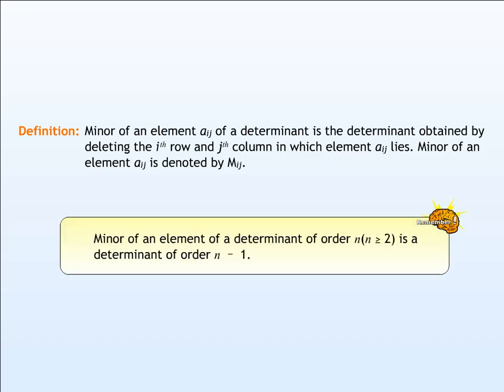The point worth noting here is that the minor of an element of a determinant of order n is another determinant whose order is n minus 1, that is, 1 less than the order of the determinant. Minors can be found in the determinants of order greater than or equal to 2.